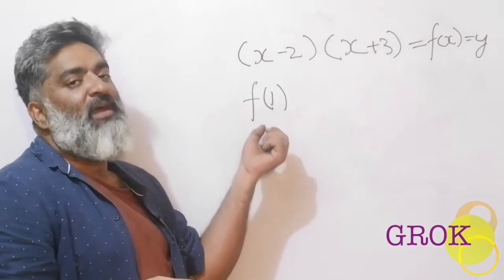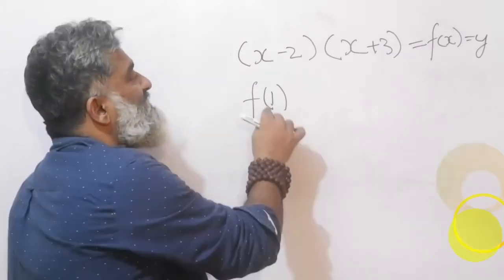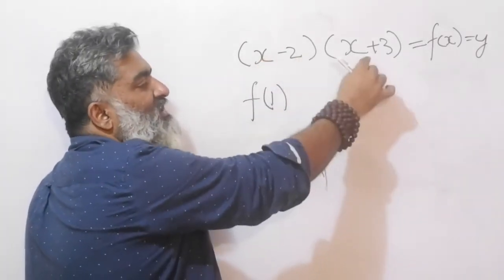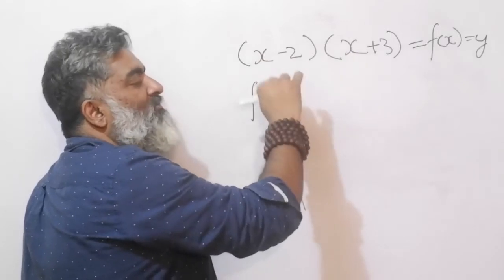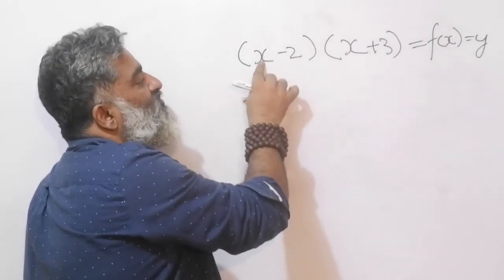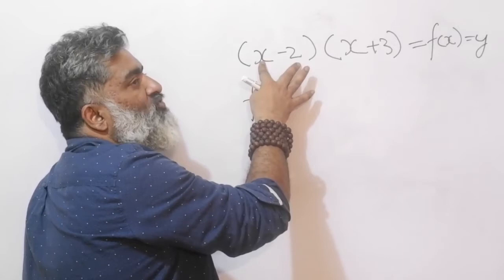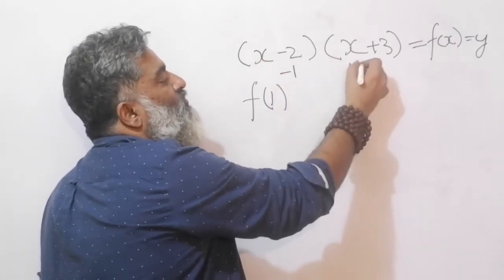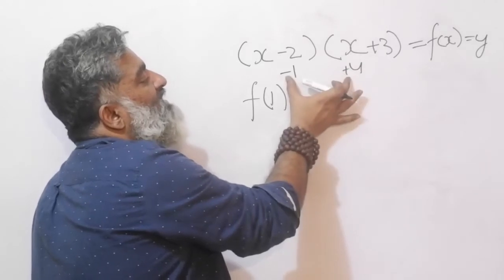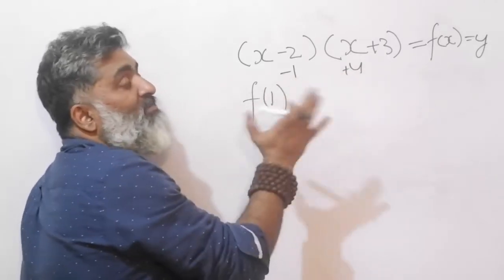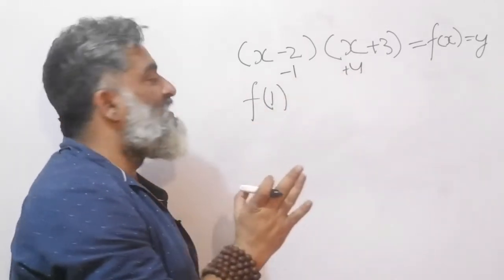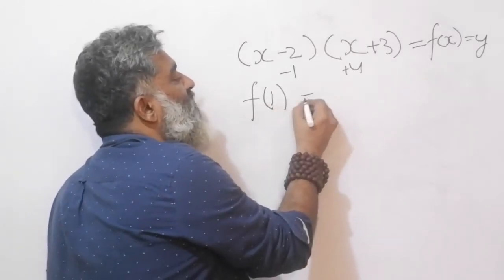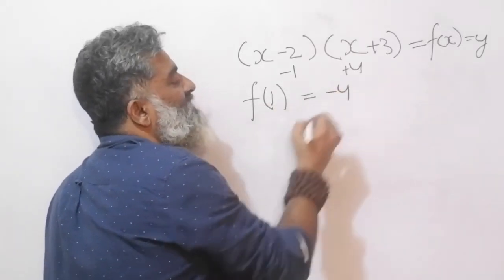And what do I mean by f of 1? It means instead of x, wherever there is x in the story, put a 1. So I put a 1 in the story, I will get a 1 minus 2, which is a minus 1, and a 1 plus 3, which is a 4 or a plus 4, and I multiply these two together, and my final output will be a minus 4. So can I say f of 1 is equal to minus 4?